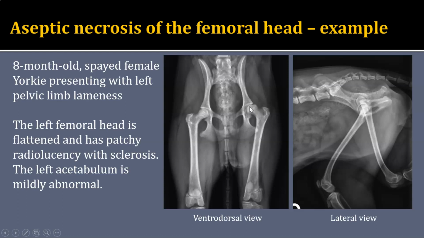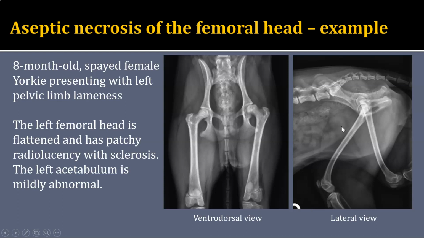And then a portion of this femoral head is actually flattened and collapsed upon itself. Finally, that left acetabulum has a little bit of an altered shape compared to the right acetabulum. And really, these findings are not going to be very easy to identify on the lateral view.